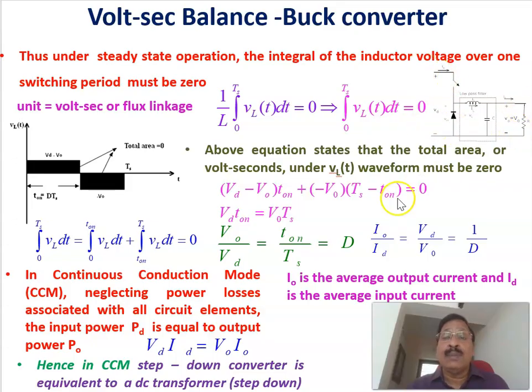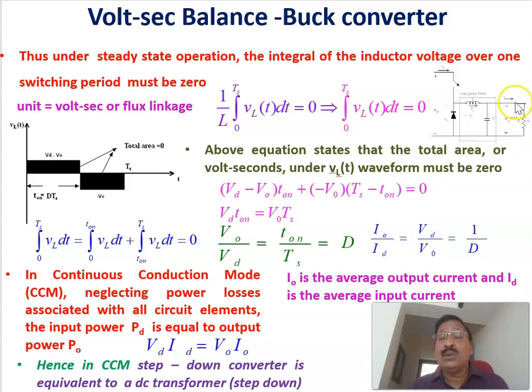That is V0 divided by Vd equal to D, which is equal to the duty ratio. Here, in continuous conduction mode, CCM, neglecting the power losses associated with all the circuit elements, that is the switch, diode, inductor, capacitor, you can see that the input power is the same as the output power. Input power is given by the input voltage Vd times the average input current Id, which is equal to the average output voltage V0 times the average output current to the load I0.